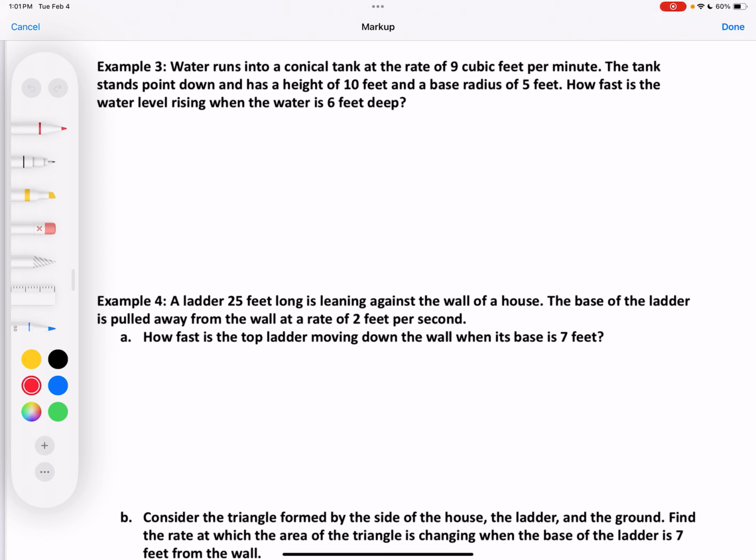So conical, is that cone like a snow cone or a traffic cone? Sure.